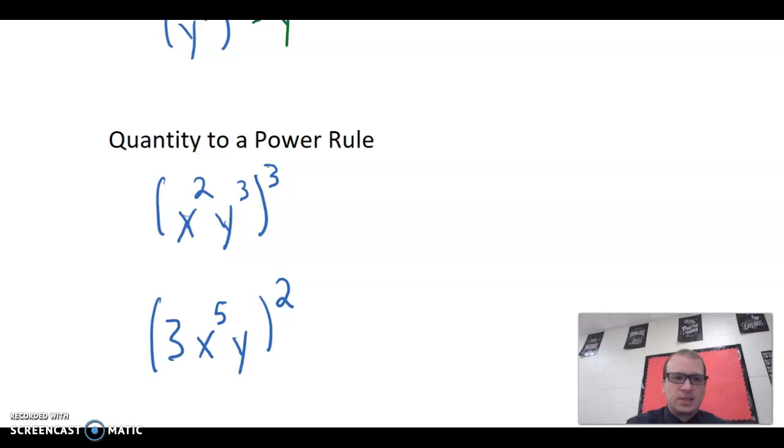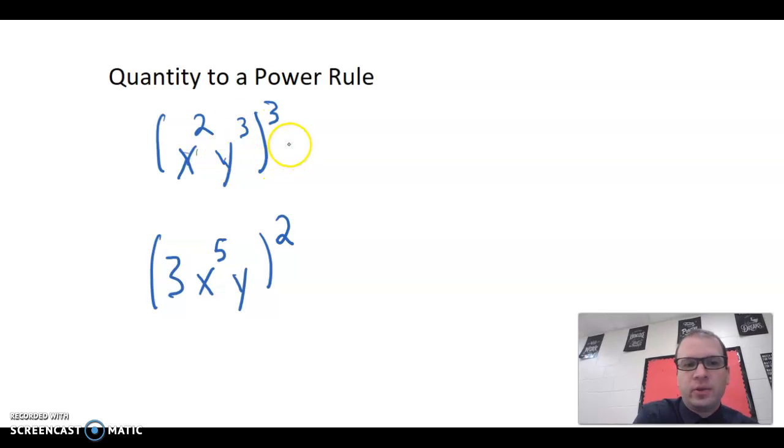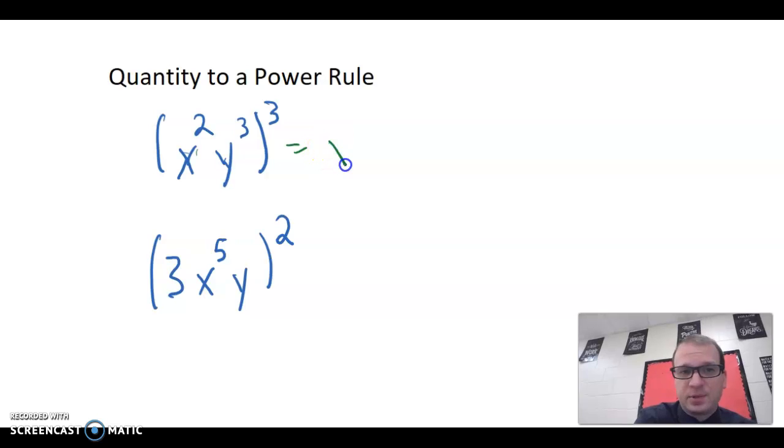So the related one is the quantity to a power rule. It's effectively the same thing, except you're going to have multiple pieces inside the quantity. So you're going to have an x squared and you're going to have a y to the third instead of just either one of them. So instincts probably tell you, I'm hoping anyway, that if you got something like that, x squared and y to the third, that you can just take that 3 and distribute it to each piece, and that is absolutely correct. So 2 times 3 is going to give me 6, and for the y's, I'm going to have 3 times 3, which is going to give me 9.